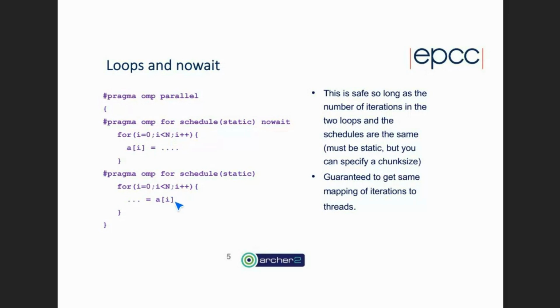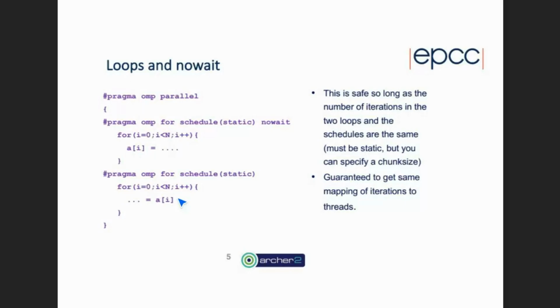The first loop writes values into array A, and the second loop reads them. This is just sketch code here, so sorry if there's a missing semicolon that upsets anybody. So the question is, do I need the barrier synchronization at the end of the first loop? Can I guarantee that the thread that executes iteration I for this loop is the same thread that executes iteration I for that loop?